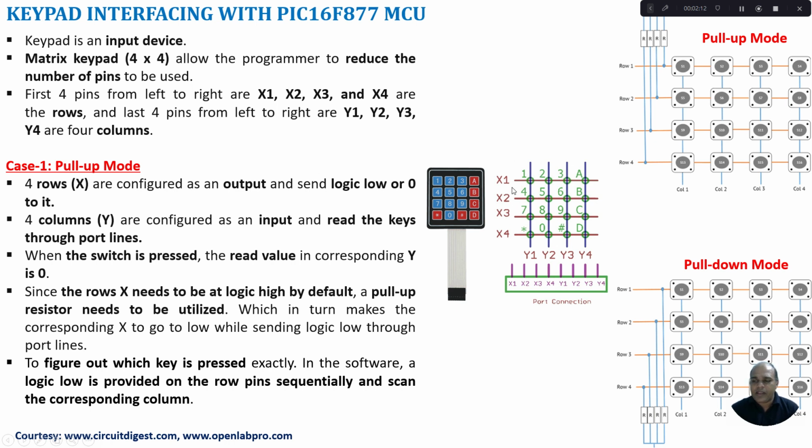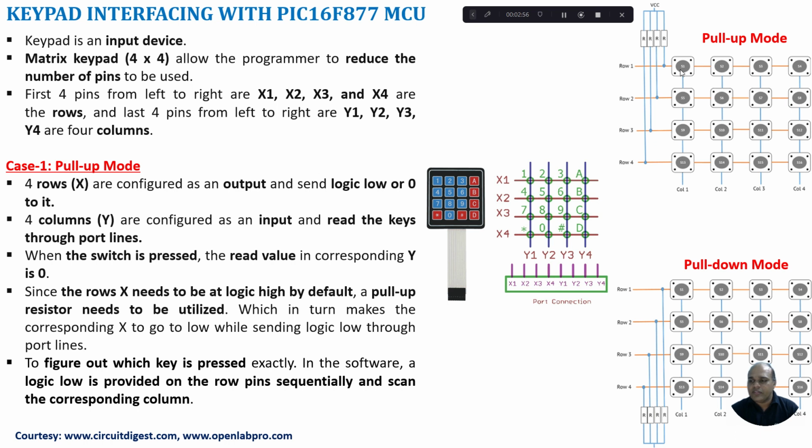This keypad can be connected to a microcontroller in 3 different ways: normal mode, pull-up mode and pull-down mode. Let us look at the different modes of connecting this keypad to your microcontroller. First, case 1, pull-up mode. Pull-up means that by default the row lines will be at logic high. Here you can see the connection of a pull-up mode, where rows 1, 2, 3, 4 are all connected to a resistor which is connected to VCC. Thereby by default these row lines will be at logic high.